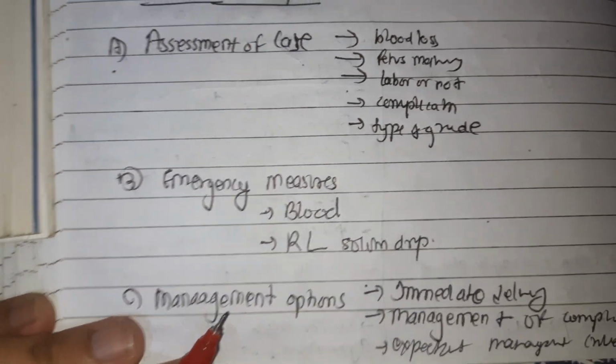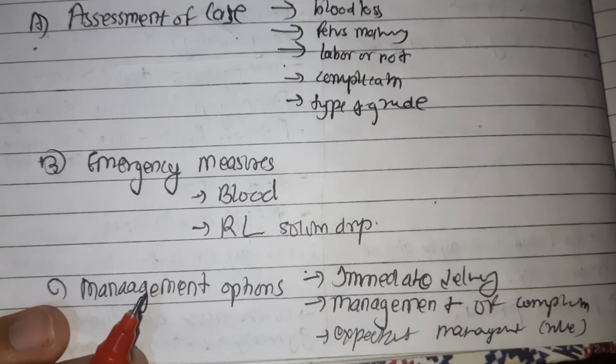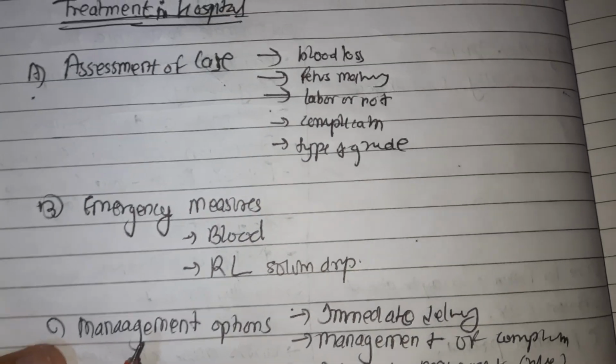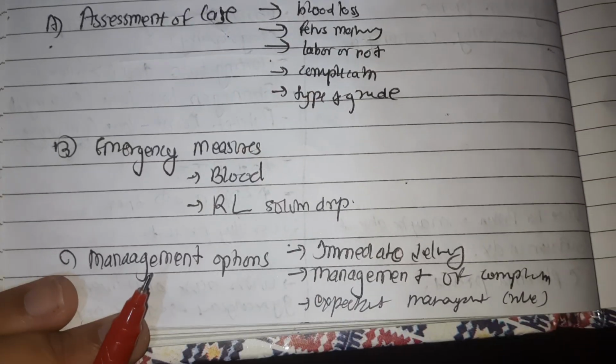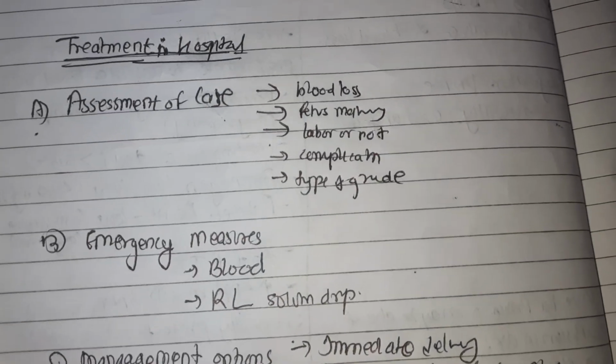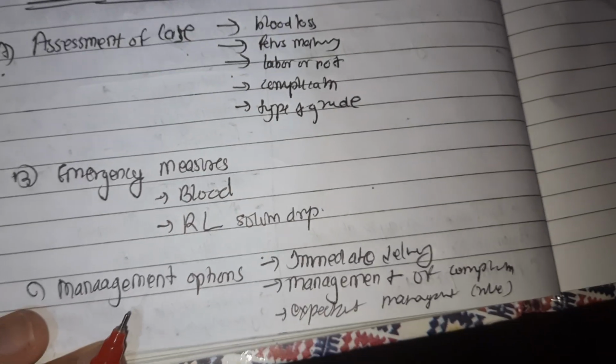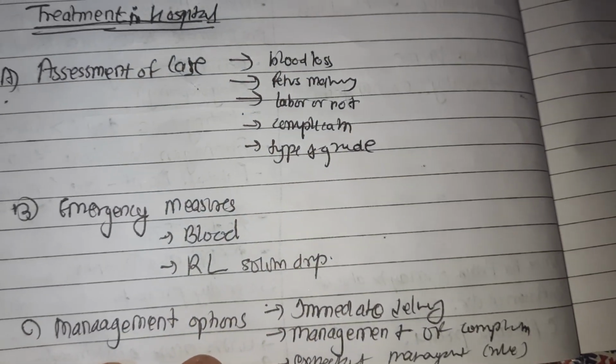That is the emergency. And for the management options, we have 3 types of management option. One is immediate delivery, another is management of complications if there are any, and expectant management is another option. Expectant management is very rare.